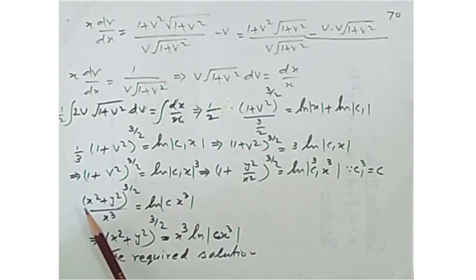So this becomes x square plus y square to the power 3 by 2 over x cube equals log of c1 cube. In place of c1 cube we put c. So in this place we put c, and this is x square plus y square to the power 3 by 2, and x cube will multiply here. x square plus y square to the power 3 by 2 equals x cube log of cx, the required solution.